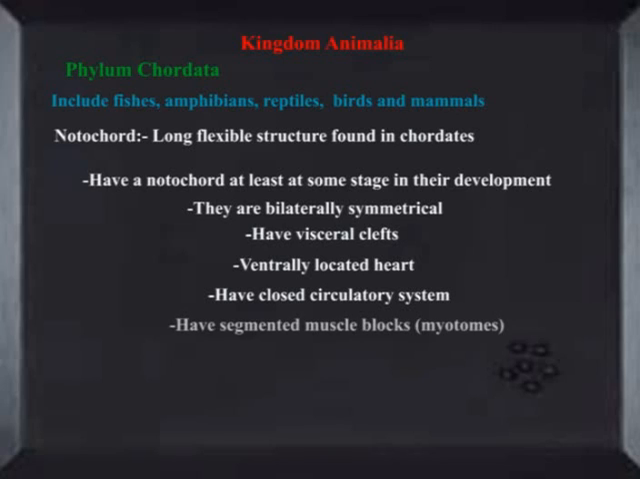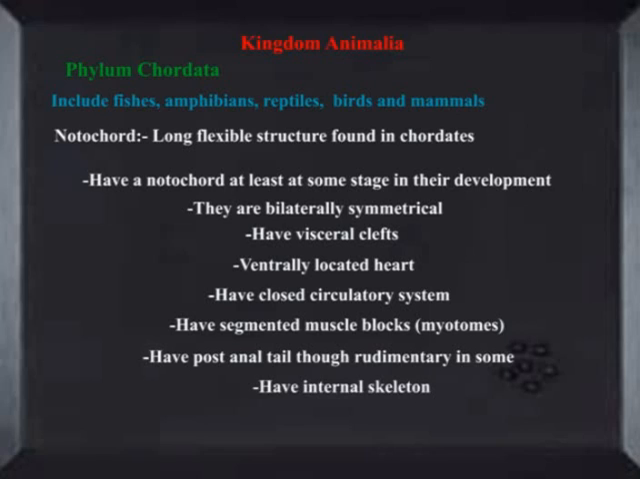They have segmented muscle blocks that are called myotomes on either side of the body. Chordates possess a postanal tail, although a rudimentary one exists in some. They also possess an internal skeleton. The main classes of phylum Chordata are Pisces, Amphibia, Reptilia, Aves, and Mammalia.